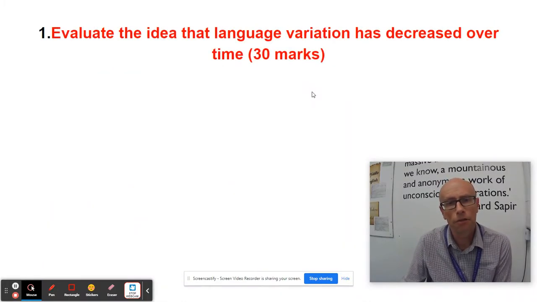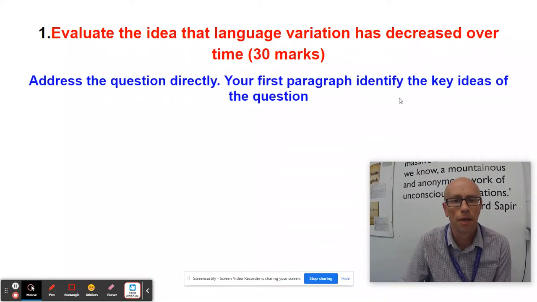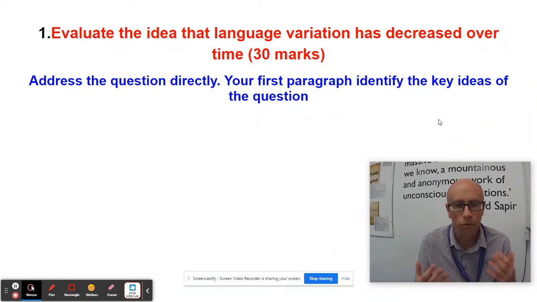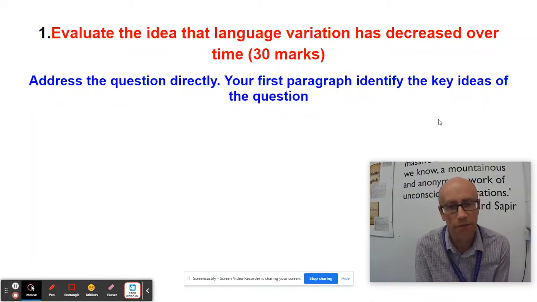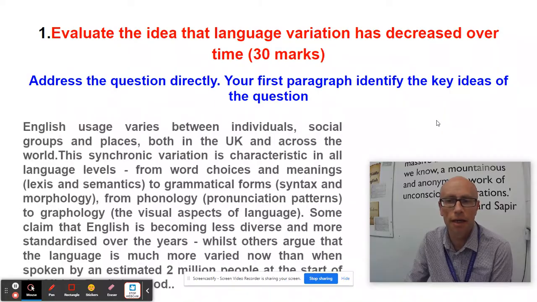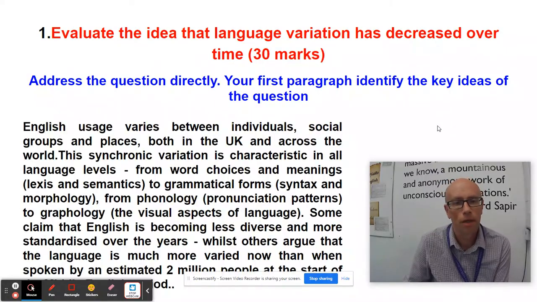Now let me give you just 4 or 5 ideas on how to knock together a really good essay. There's the essay question again. Evaluate the idea that language variation has decreased over time. Now, first of all, you've got to be addressing the question directly. Too many students start up with kind of warm-up paragraphs where they say very little. Your first paragraph has to identify the key ideas of the question.